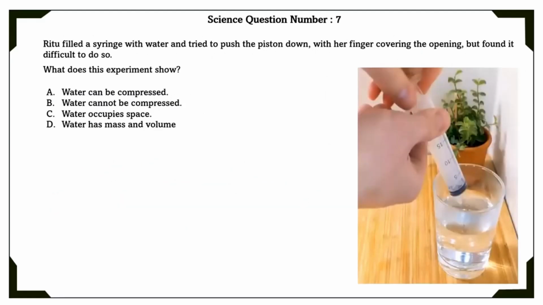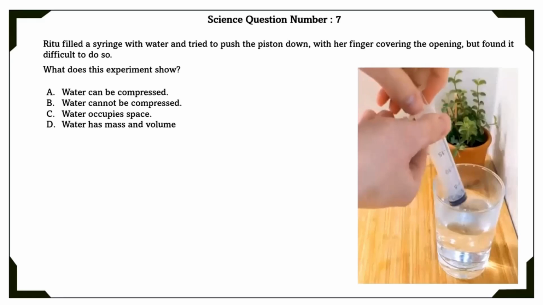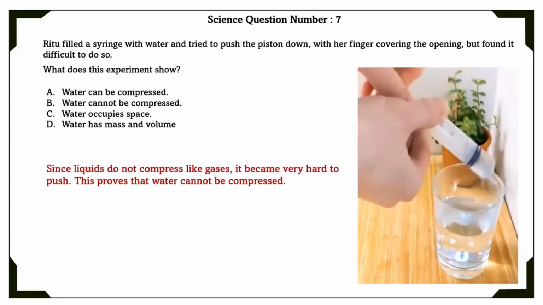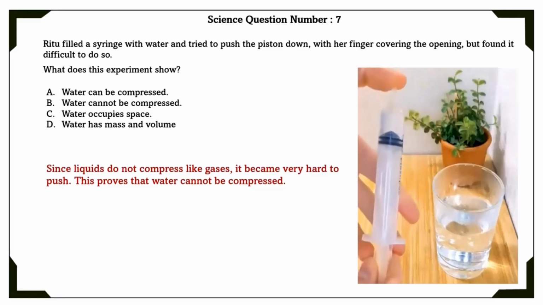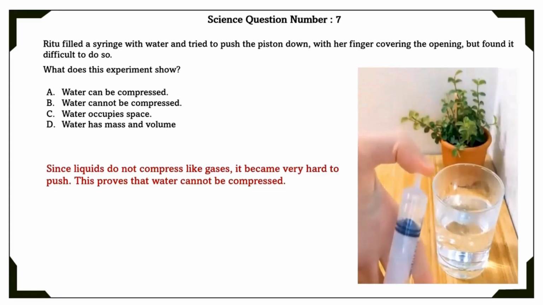Science question number 7. Ritu filled a syringe with water and tried to push the piston down, with her fingers covering the opening, but found it difficult to do so. What does this experiment show? Since liquids do not compress like gas, it became very hard to push. This proves that water cannot be compressed.